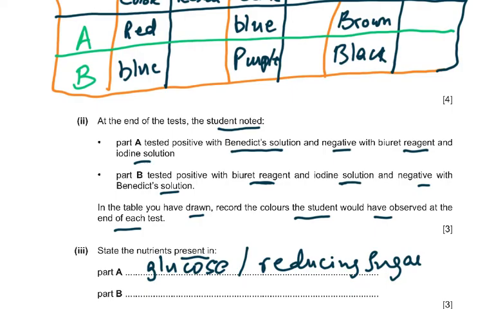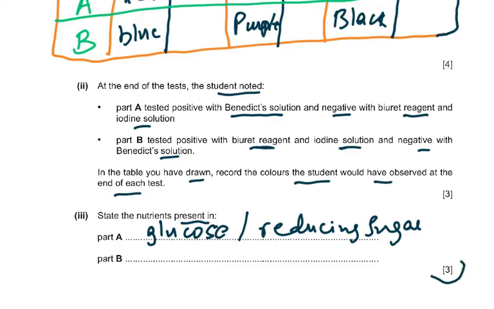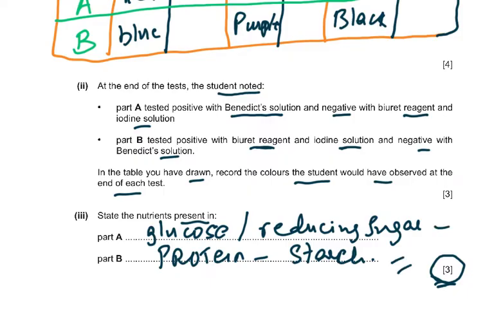You can see there are 3 marks for this question. So they are actually somewhere you got to give 2 points. So it was blue, purple, and black. So B contains what? It contains protein and it contains starch. That's why there were 3 marks. There's 1 mark for this and 2 marks for this. So B contains protein, 1 mark. B contains starch, another mark. A contains reducing sugar, or if you had said glucose, you got a mark for that.